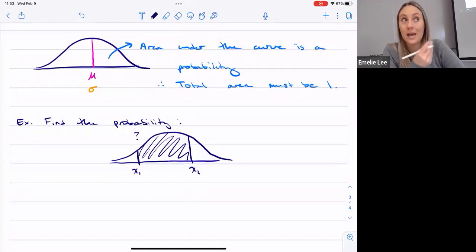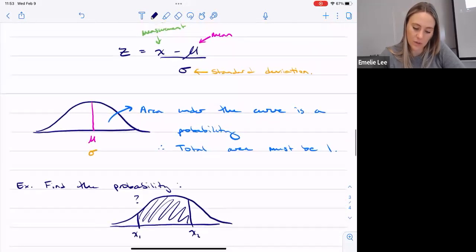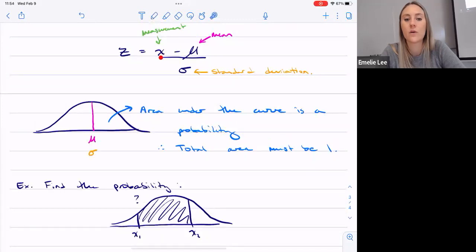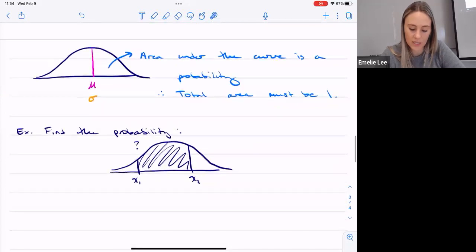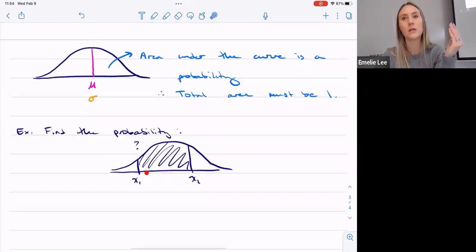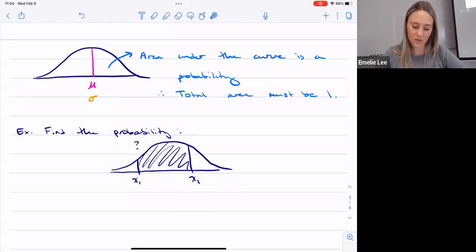And the only reason I'm using x's is to match up with this formula here. So x is the measurement that we're interested in. So if I'm interested in the probability of being between x1 and x2, so for example, being between 150 centimeters and 170 centimeters, for example, right? Or whatever, then what would I technically need to do? I would need to integrate this function.